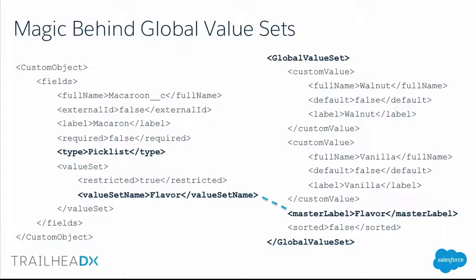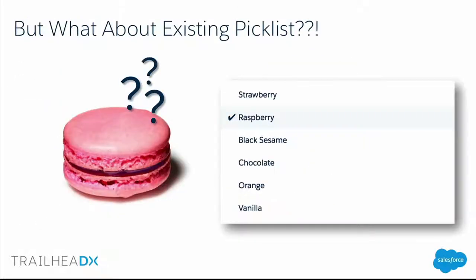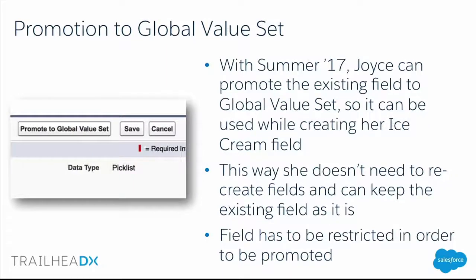But some of you are already thinking, what about existing pick lists? So she already created that field that stores information about macarons. What can she do about it? Does it mean that she has to delete it and recreate it? Well, with Summer 17, we're releasing a promotion feature, where you can take a single field and promote it to a global value set. It will take the single pick list or multi-select pick list field, create a global value set with all the values, and make that field reference it. So Joyce can take her existing macaron field, promote it to a global value set called flavor, and then create another field that would use those values, like for ice cream.